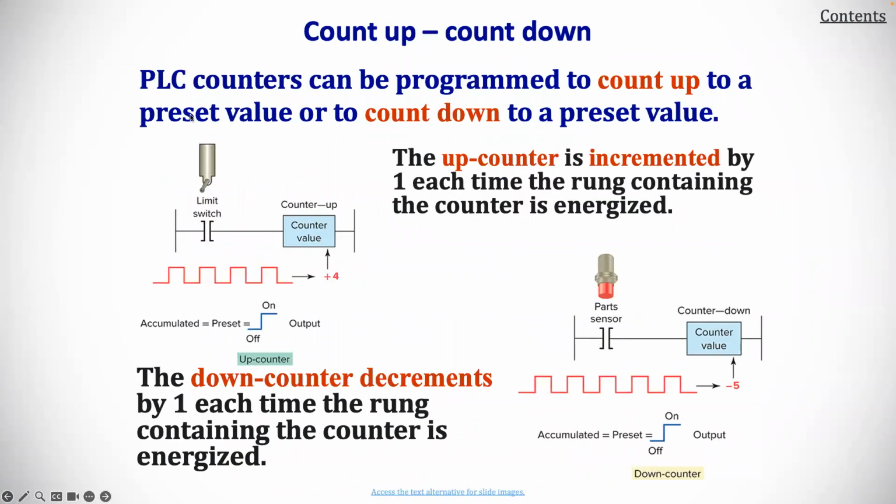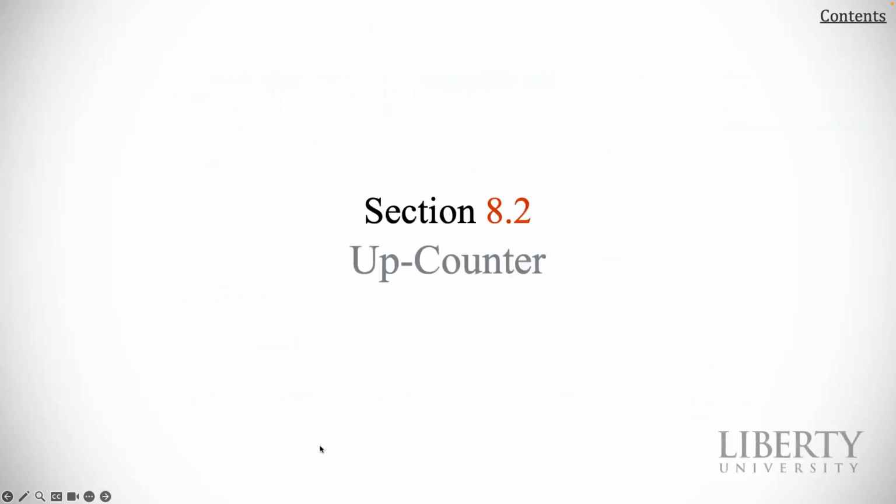And PLC counters can be programmed to count up to a preset value or to count down to a preset value. The up counter is incremented by 1 each time the rung containing the counter is energized. The down counter decrements by 1 each time the rung containing the counter is energized. Okay, let's talk about the up counter.